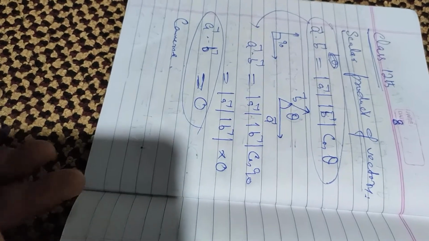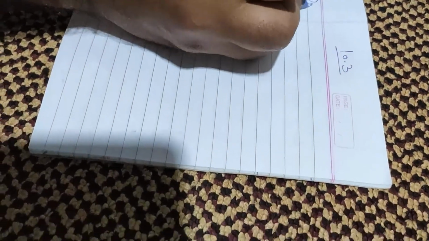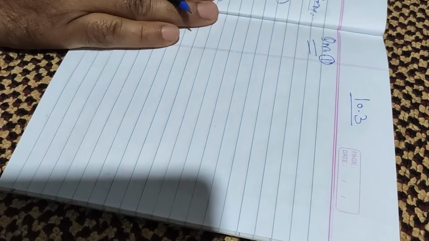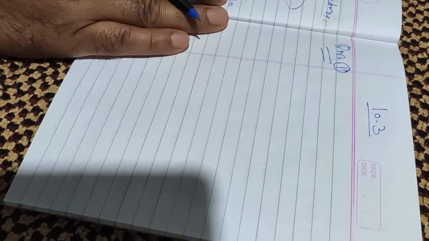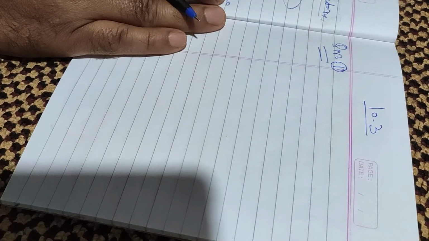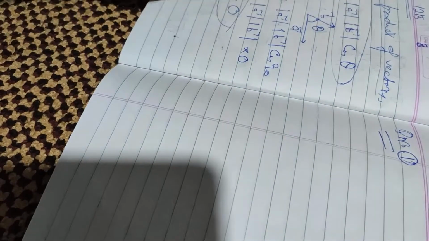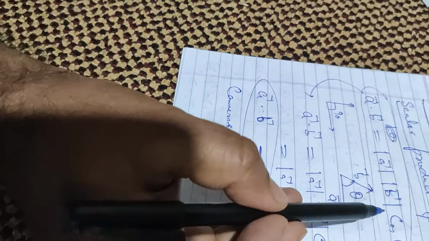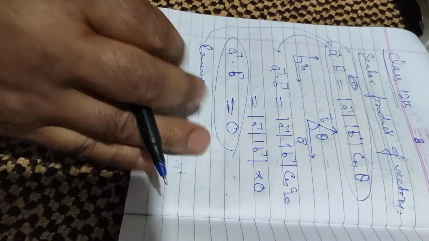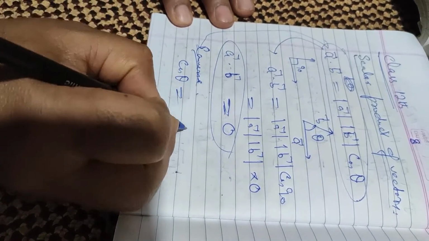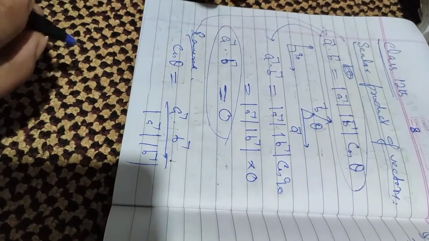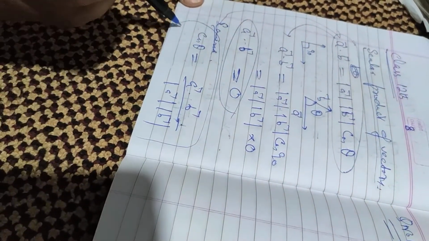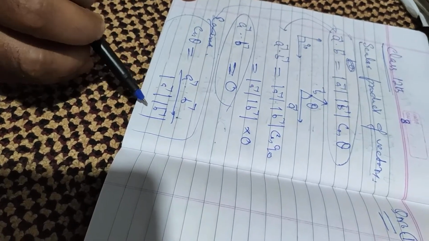अब हम exercise की तरफ आएंगे 10.3. Question number first. Find the angle between the two vectors a and b with magnitudes root 3 and 2 respectively, having a dot b equal to square root of 6. We know a dot b is equal to magnitude of a magnitude of b cos theta. From this we can have cos theta equal to a dot b divided by magnitude of a magnitude of b. This gives the angle between the two vectors.